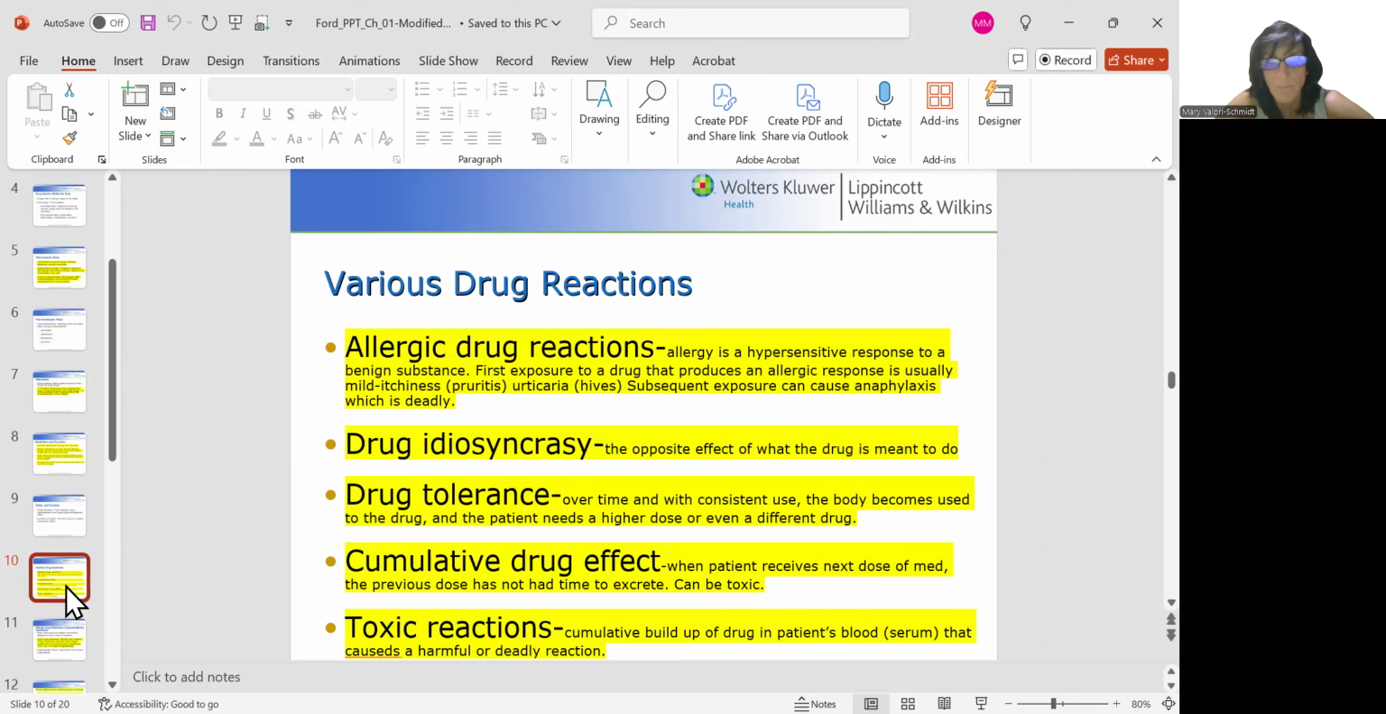Drug reactions. You've got to know these. People can have an allergic drug reaction. So what is an allergy? An allergy is a hypersensitivity response to a normally benign substance. When you expose yourself to something that produces an allergic response, the first exposure is usually pretty mild. Itchiness, which is pruritus, urticaria, which is hives. But subsequent or repeated exposure can cause anaphylaxis, and that can kill you.